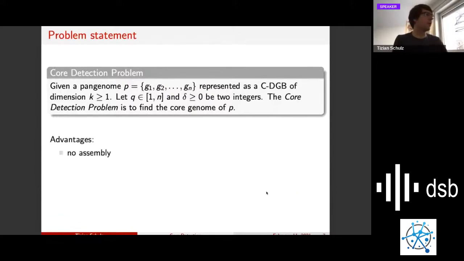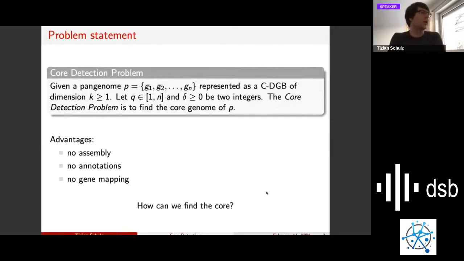This now has some advantages. For example, we do not need any assembly. We can just use raw read data here. Also, we don't need any annotations because we do not directly consider genes. And because we do not directly have to handle genes, we also do not need to do any gene mapping.